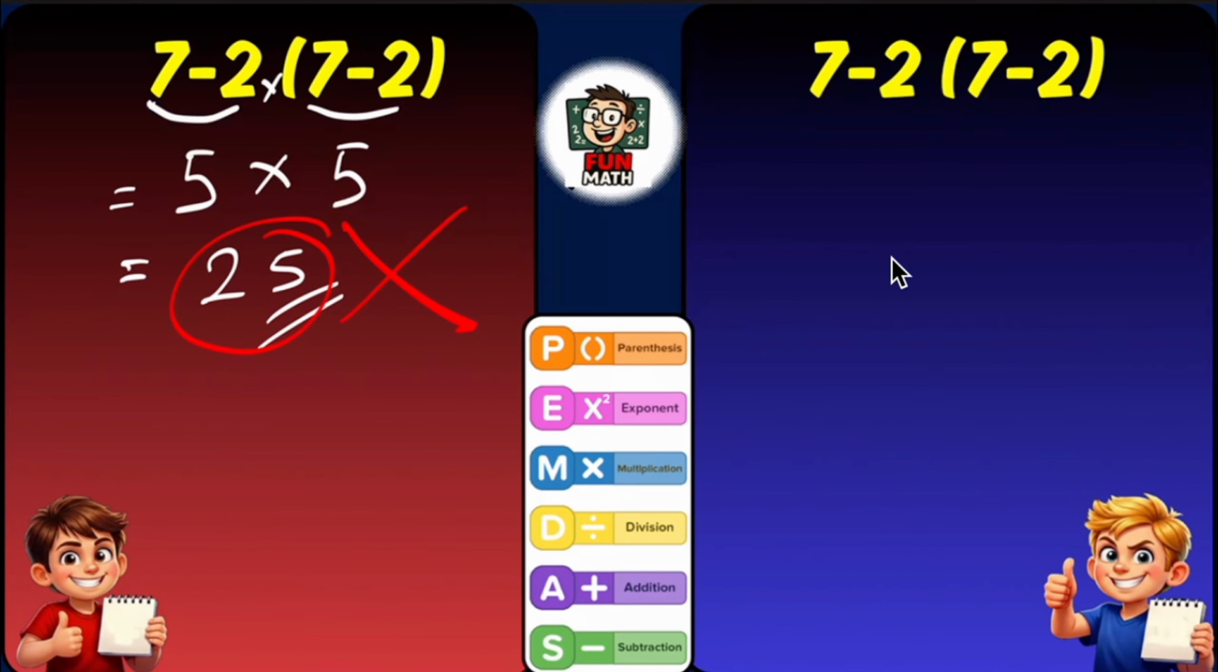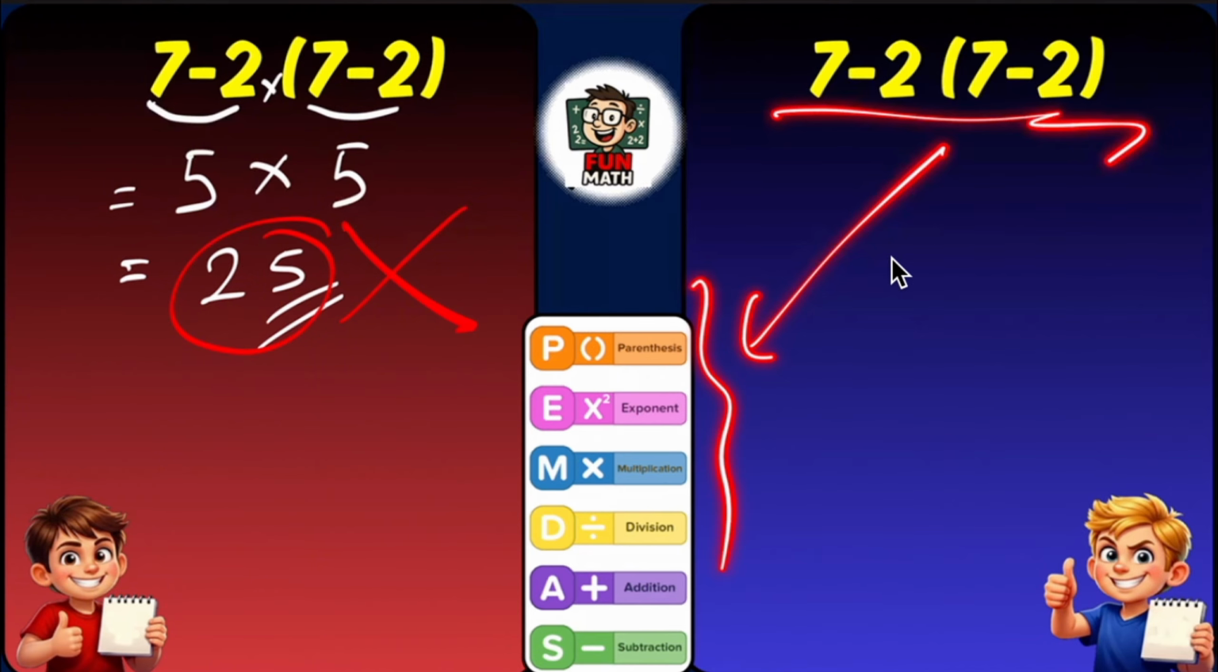Okay. Now let's solve the equation according to the rule.